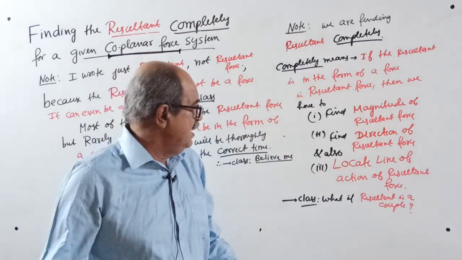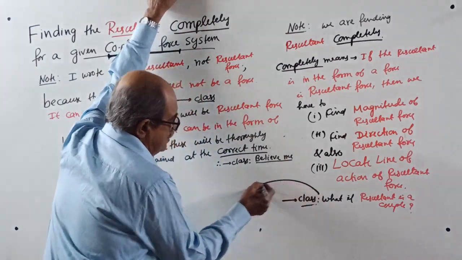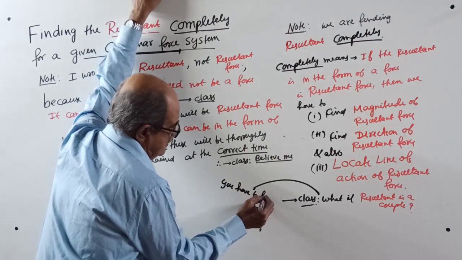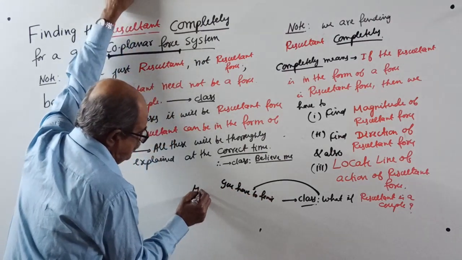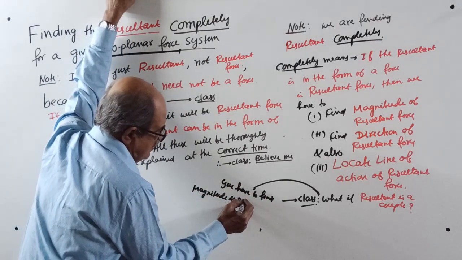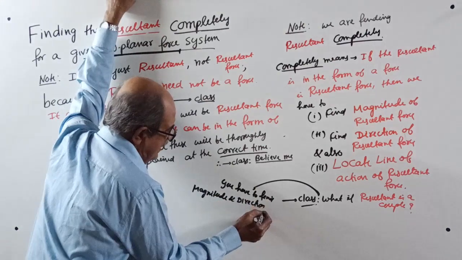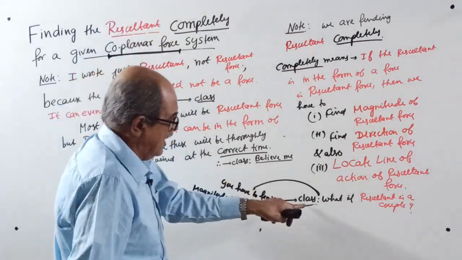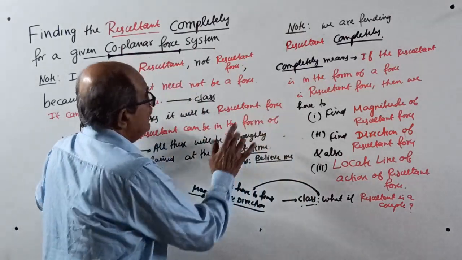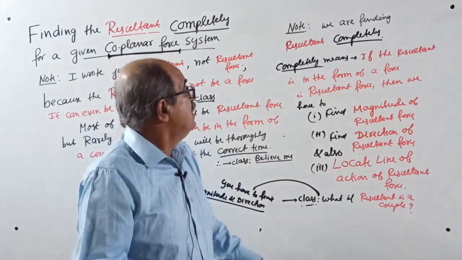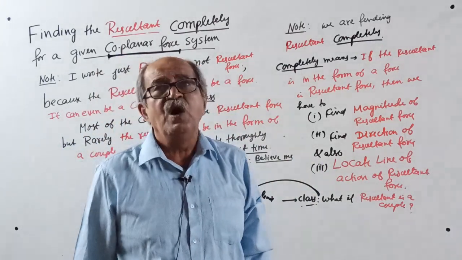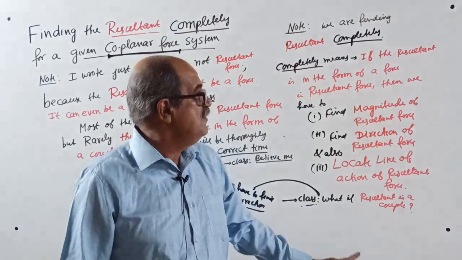If the resultant is a couple, remember, then you have to find the magnitude and direction. That's all. No line of action, because it is not a force. This will all come later when the time comes. Okay, right. This is the first part. Now I will write new. Now I will give the answer to those who said, sir, in the college they first started concurrent. I will tell them, wait.